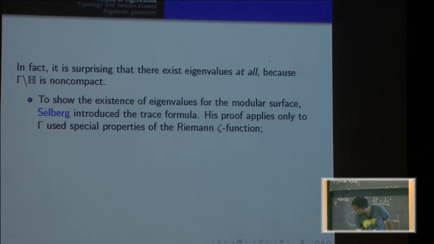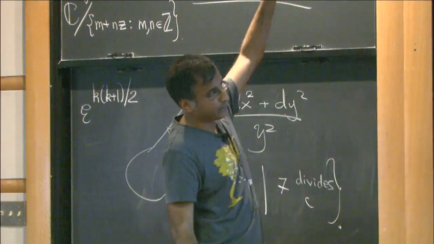There's another point which I didn't emphasize at first, which is that it's surprising that there are eigenvalues at all. It is not at all obvious that there exist Laplacian eigenfunctions in L2, and this was proved by Selberg. He did this with the trace formula, and the proof is specific to these modular curves or these congruence subgroups.